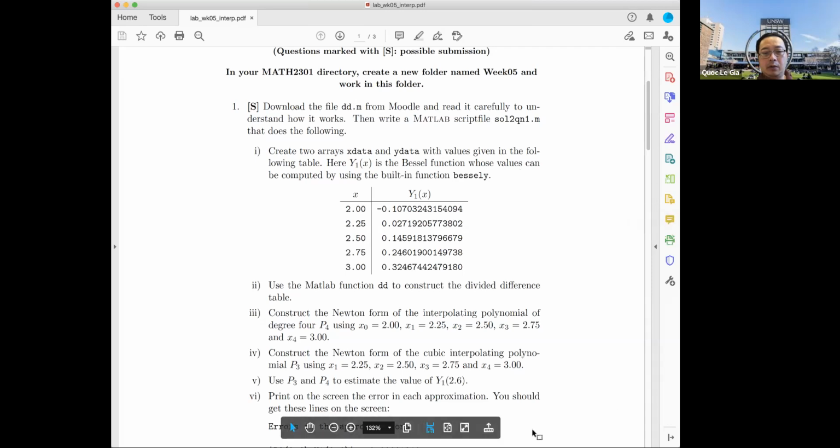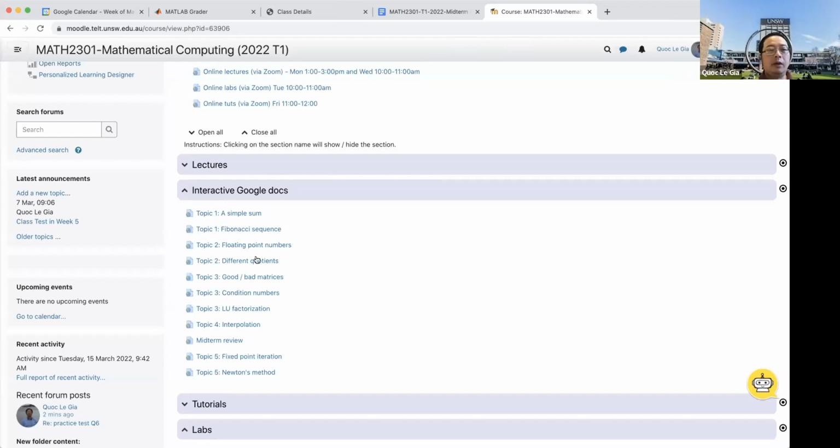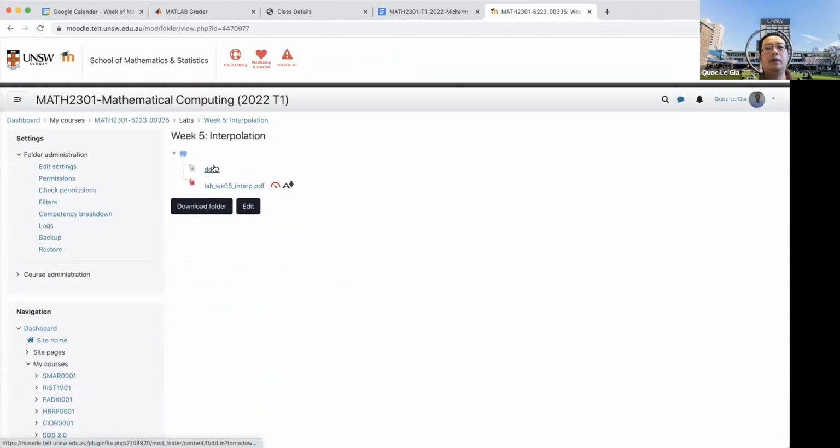Okay, so you can go to Moodle. So I can show you where to find it. So you go to Moodle. And then you go to the lab week 5, okay? And there's a dd.m here, okay? So you download it and put it in your local directory.